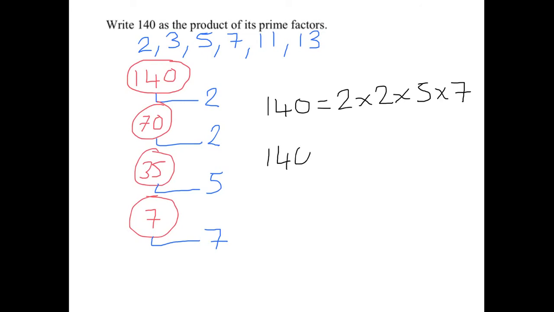So 140 equals 2 to the power 2 times 5 times 7. Let's just make that a little bit clearer, that power there. So that power there is 2 to the power 2. This technique we'll be looking at again later when we're finding highest common factors and lowest common multiples of numbers.